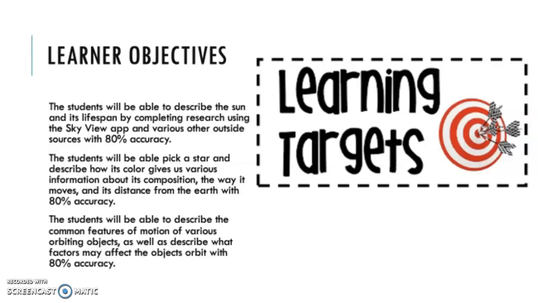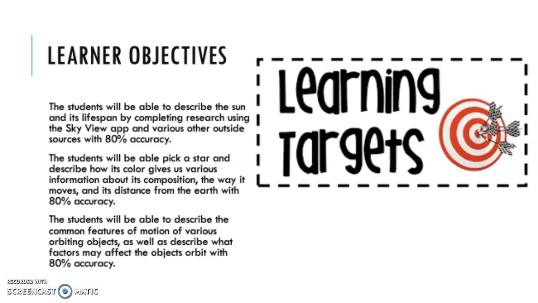Some of the learner objectives or learning targets are that students will be able to describe the sun and its lifespan by completing research using the Skyview app and various other outside sources with 80% accuracy. The students will be able to pick a star and describe how its color gives us various information about its composition, the way it moves, and its distance from the Earth with 80% accuracy.